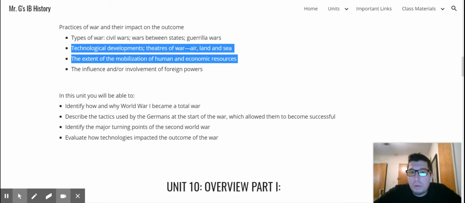Identify how and why World War I became a total war. That's supposed to say World War II. Tricked you? Describe the tactics used by the Germans at the start of the war, which allowed them to become so successful. Identify the major turning points of the Second World War. We're not going to get at that this week. That'll be a next week thing. And evaluate how technologies impacted the outcome of war. For today, the big ones are the first, the second, and the third.